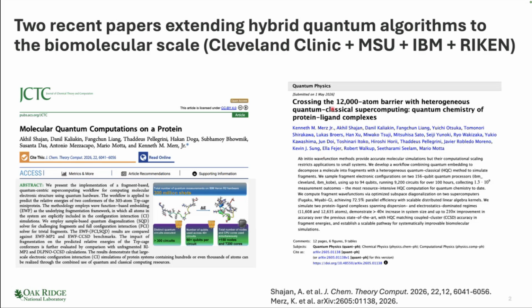The first one that we'll look at is called Molecular Quantum Computations on a Protein, and that's looking at two conformations of a protein. And then there's a follow-up paper on the archive right now that is a scaled up version of that, better optimized for use with HPC. So let's start with the first one.